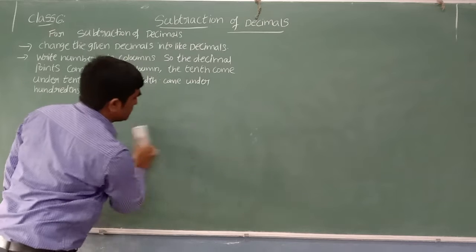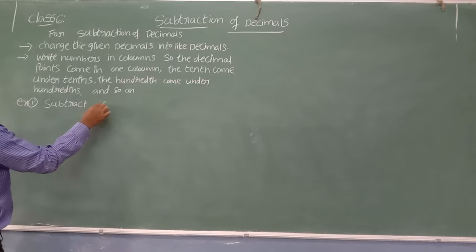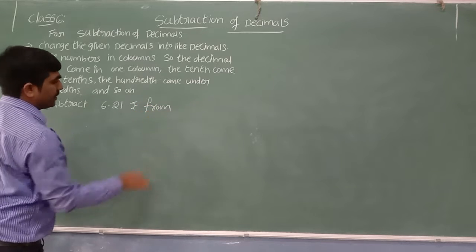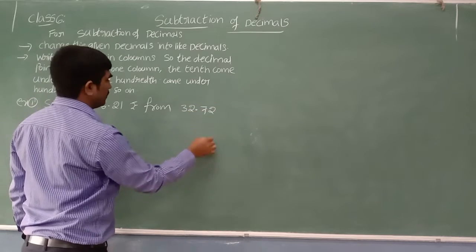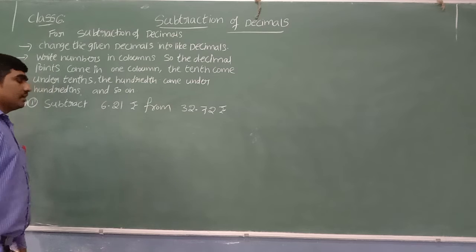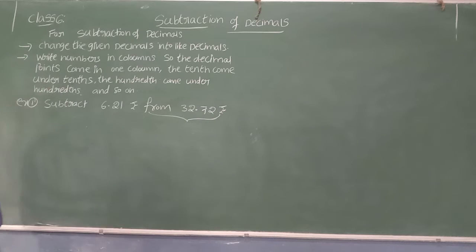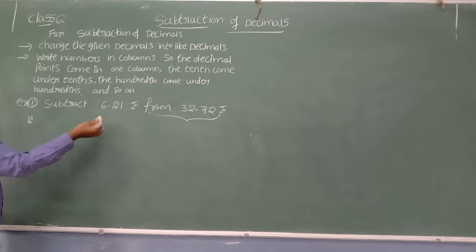Now let's see some examples based on subtraction of decimals. Let me take one example here. Subtract 6.21 rupees from 32.72 rupees. Yes, we need to subtract. Subtract the first decimal from where? From the second decimal. From the second decimal, we need to subtract the first decimal. You can see the solution. First we will see the question.